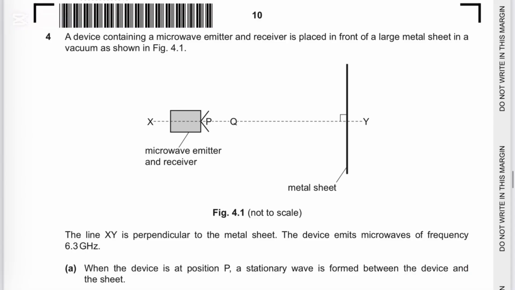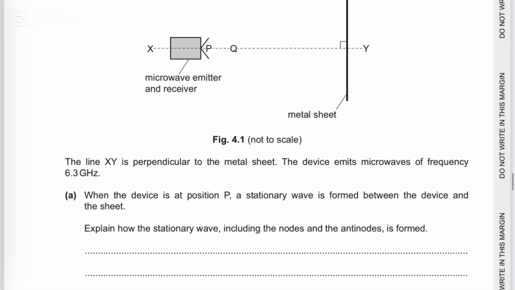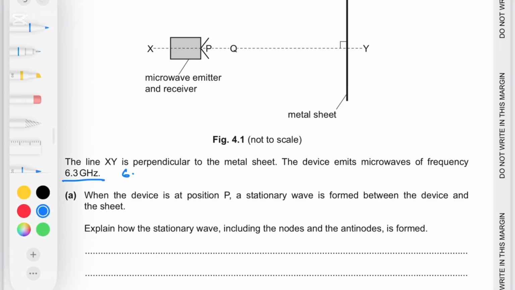A device containing a microwave emitter and a receiver is placed in front of a large metal sheet in vacuum, as shown in figure 4.1. The line XY is perpendicular to the metal sheet and the device emits microwaves of frequency 6.3 gigahertz, so that's 6.3 times 10 raised to 9 hertz. When the device is at position P, a stationary wave is formed between the device and the sheet. Explain how the stationary wave, including nodes and antinodes, is formed.